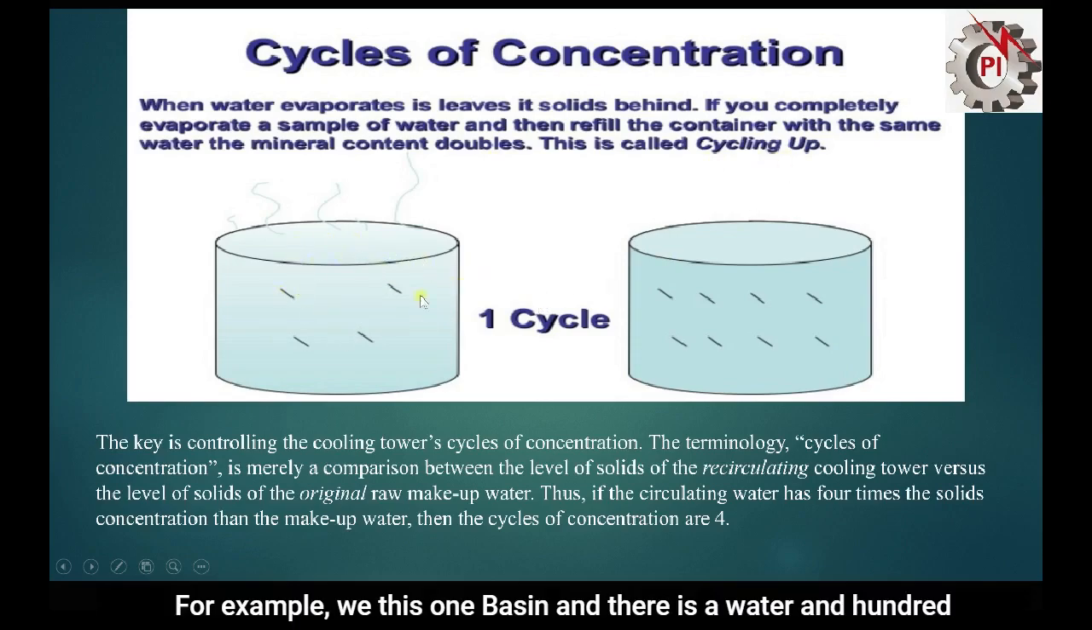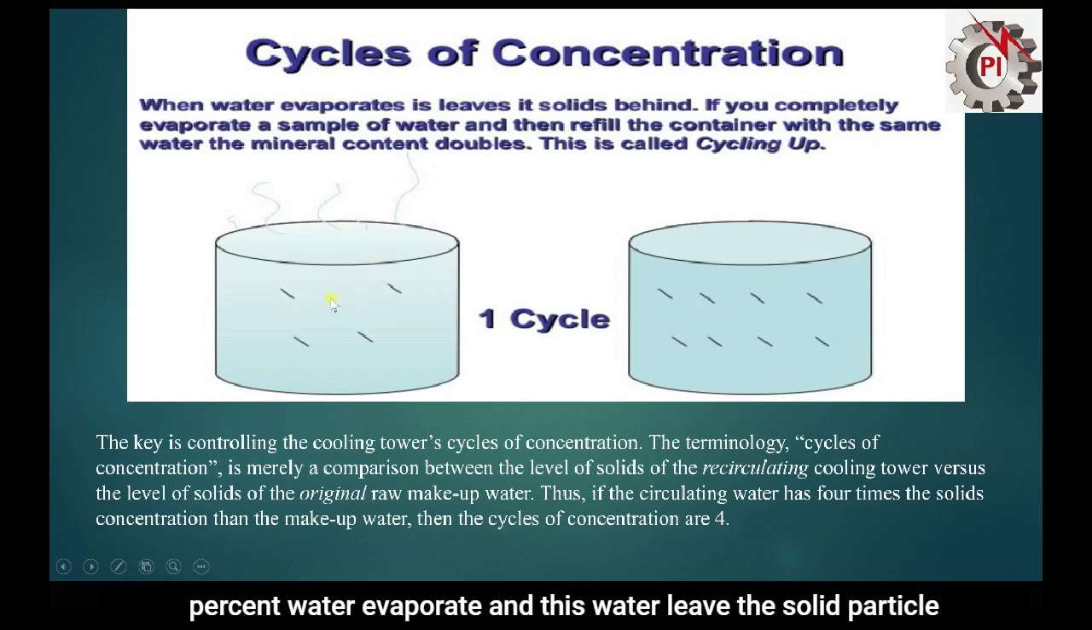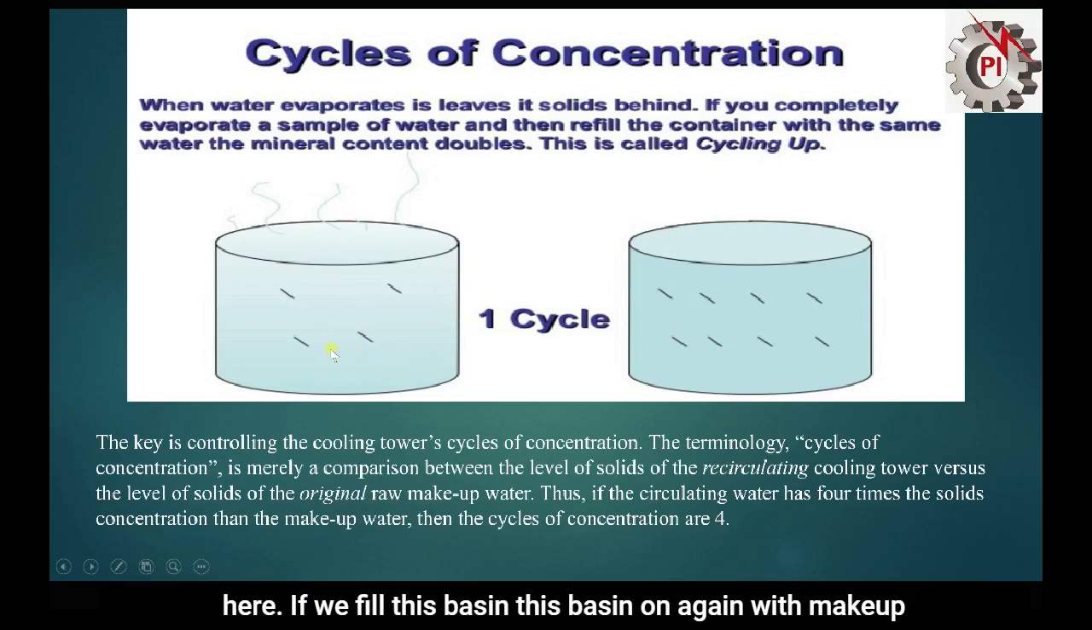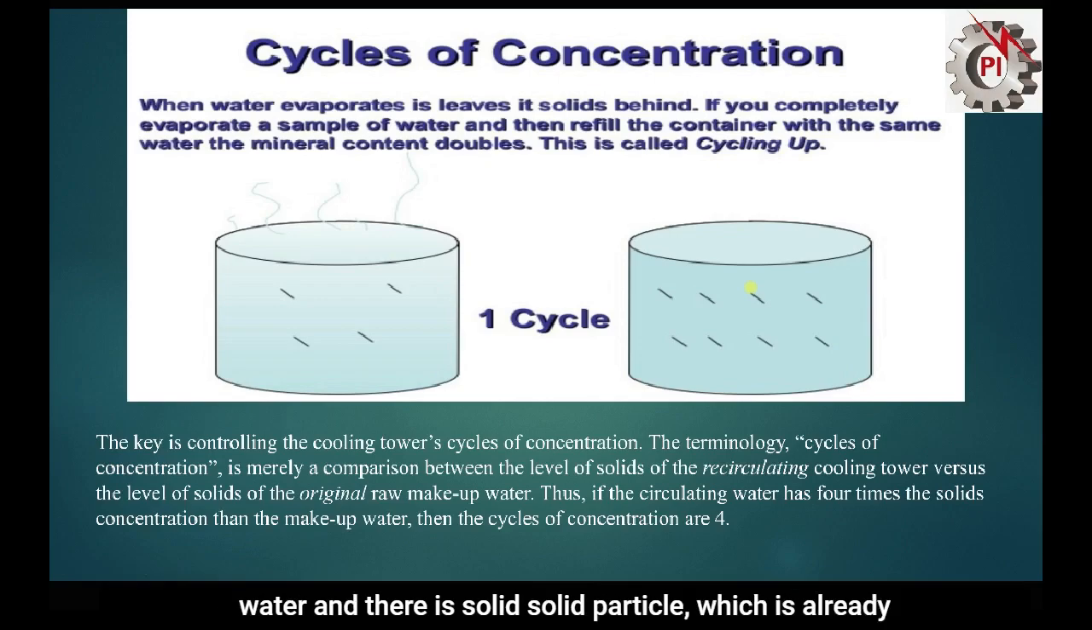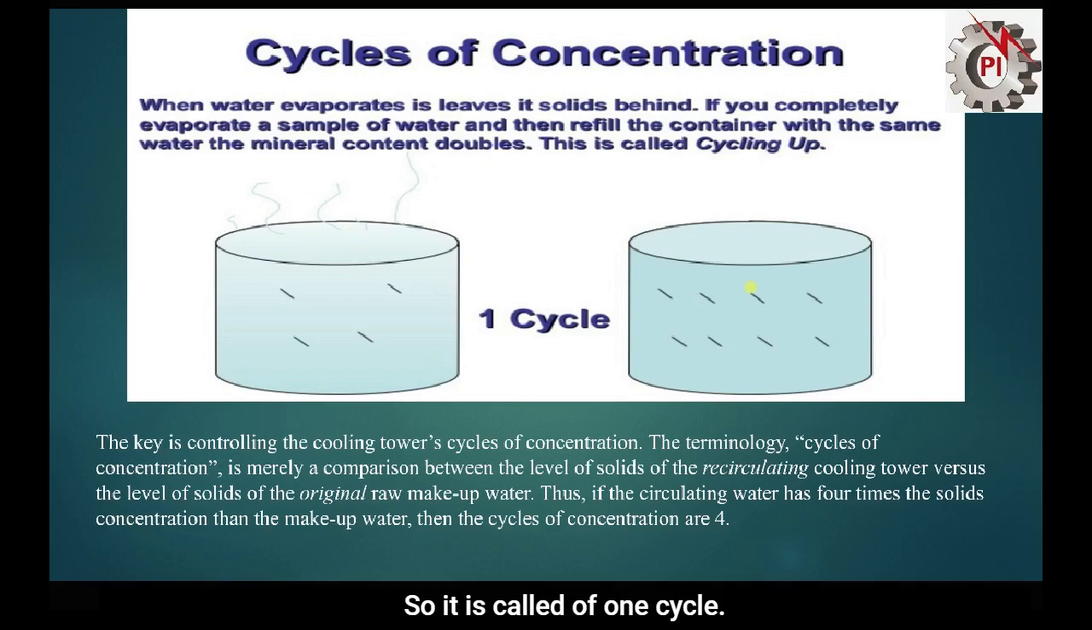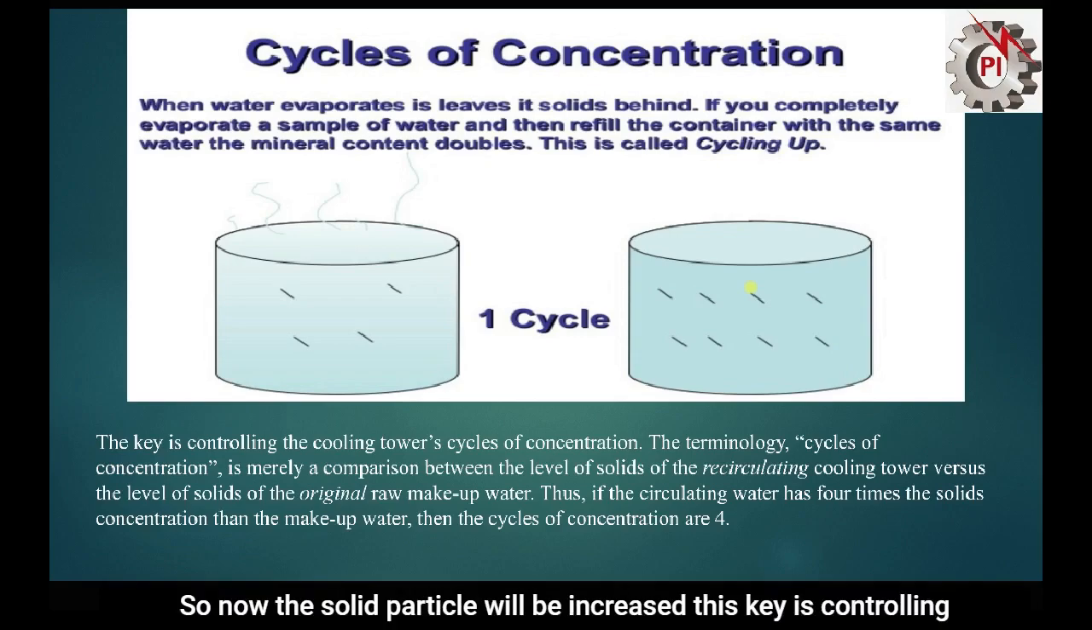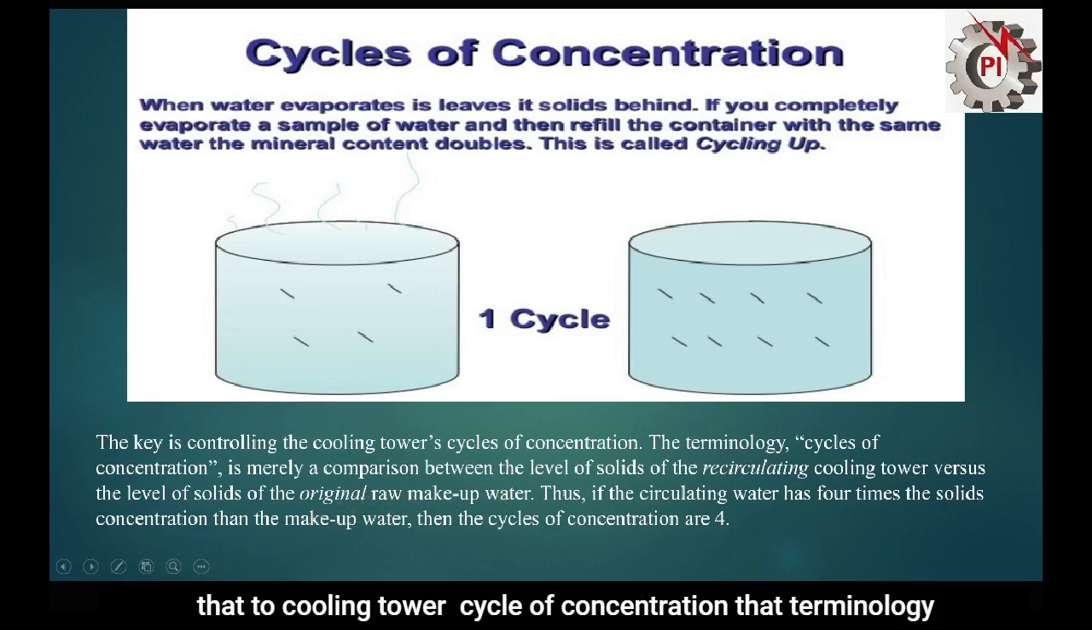For example, we have this one basin and there is water, and 100% of the water evaporates and leaves the solid particles here. If we fill this basin again with makeup water, there are some solid particles coming with the makeup water and there are solid particles already available in the basin. So it is called one cycle. Now the solid particles will be increased. This is the key to controlling the cooling tower cycle of concentration.